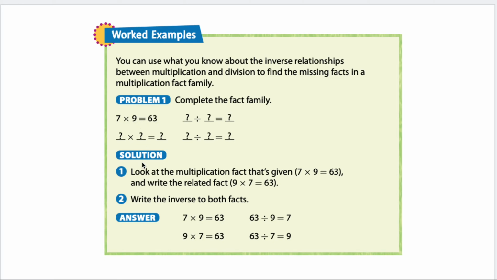So when we're solving this, you want to first look at the multiplication fact that's given. The one that was given to us was 7 times 9 equals 63. And then write the related fact. This is simple, right? Because of the commutative property. If 7 times 9 equals 63, then we also know 9 times 7 equals 63.